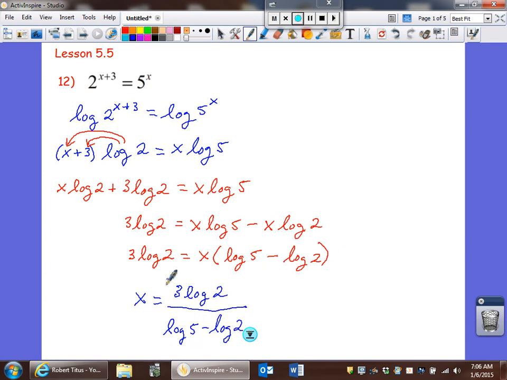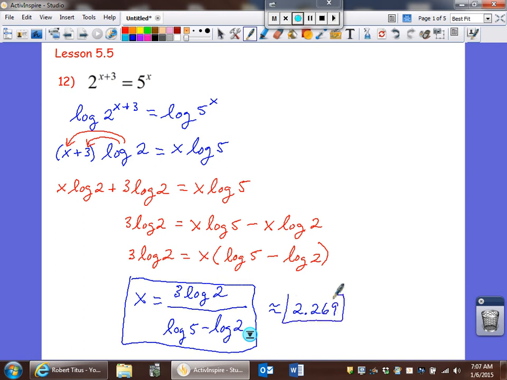Now all of this right here technically is your exact answer. It's asking you for the exact answer in one of your parts of the problem. And then you also have the approximation part. And number 12, when you put it in the calculator, it turns out to be 2.269. And this is your approximation to the thousandths place. And that concludes problem number 12. Now I'm going to move on.